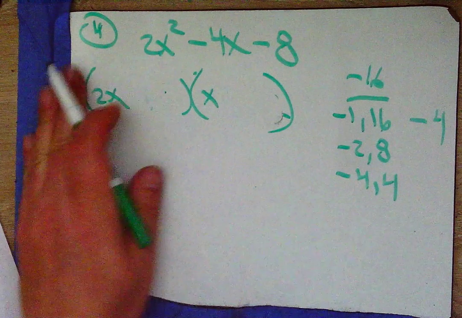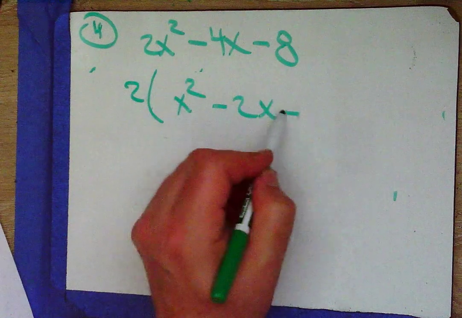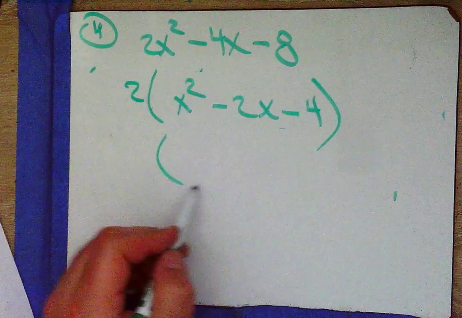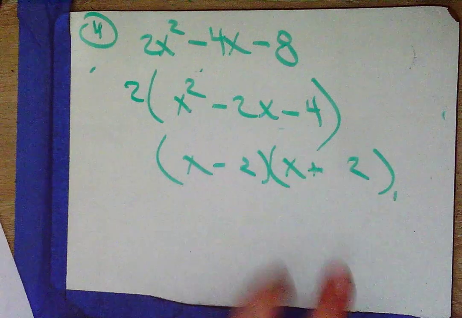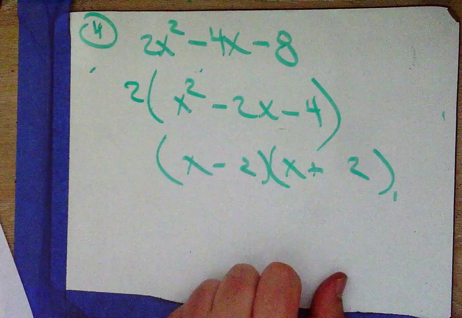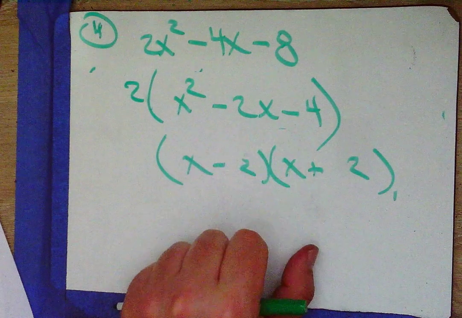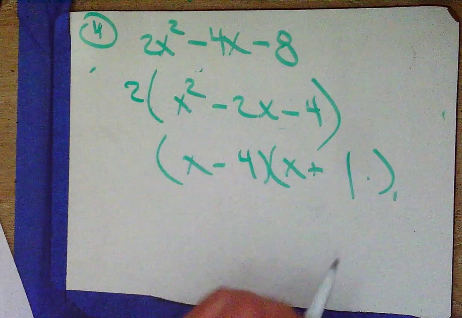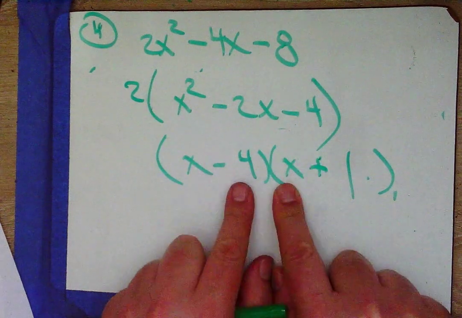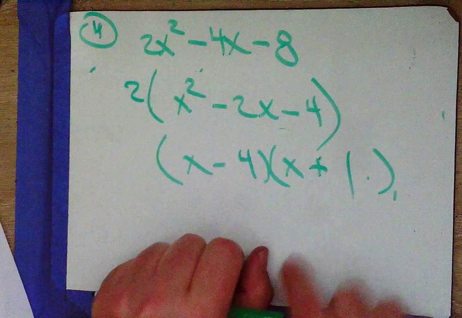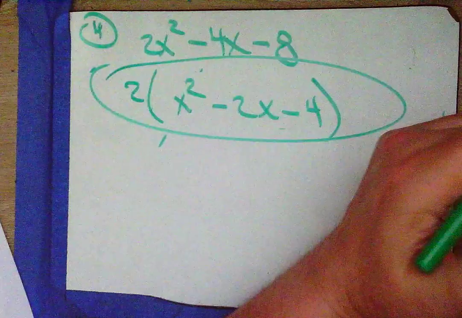Oh. So the only thing I can do here is pull out a 2. x squared minus 2x minus 4. I mean, I can try and factor this further. These signs have to be opposites for this to be negative. But if I do minus 2x and plus 2x, the middle term cancels, and that's not bad. What if I did 4 and 1? Then I would have minus 4x plus 1x. That would be minus 3x, not minus 2x. So the only thing I can do here is this, unless I copied the problem down wrong.